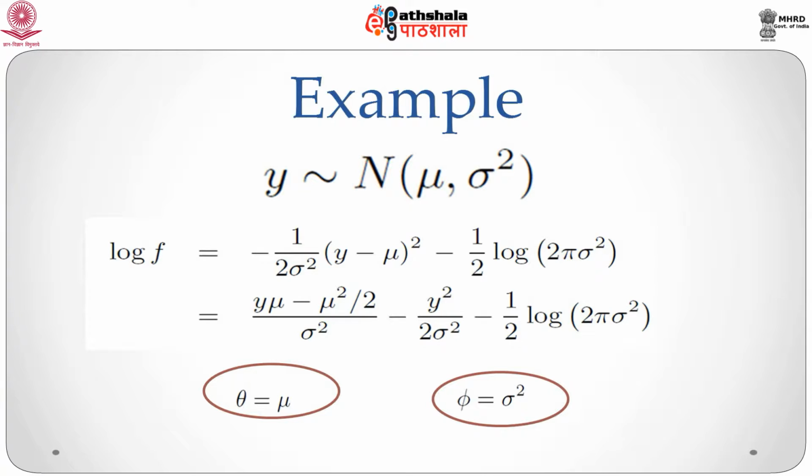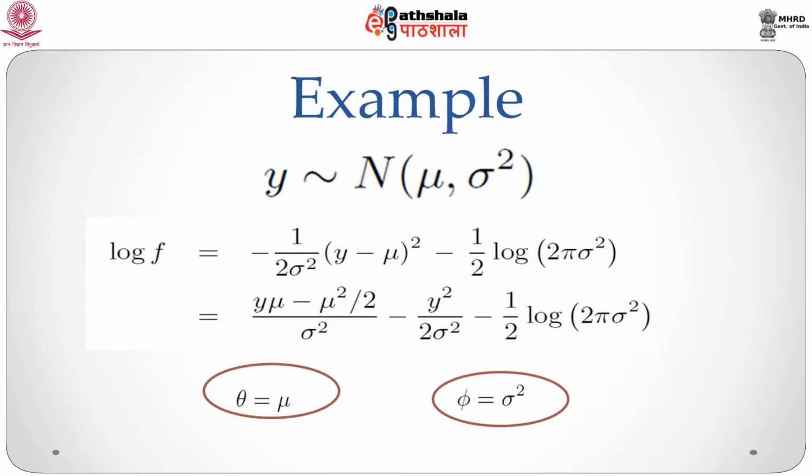So let us consider an example. Y follows normal mu sigma squared. Now, as you know, we can write log of f in this case in the form which is given here, that is log of f is equal to minus 1 over 2 sigma squared (y minus mu) whole squared minus half log of 2 pi sigma squared, which after some manipulation can be written as (y mu minus mu square by 2) by sigma square minus y square by 2 sigma square minus half log 2 pi sigma square.